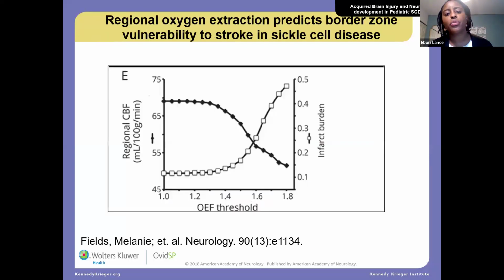And there's been some additional research, again, to support this. You can see here that looking at cerebral blood flow over time, there is increased oxygen extraction going on as the cerebral blood flow increases. That oxygen extraction actually reaches a critical mass, and that leads to increased infarcts in these patients.